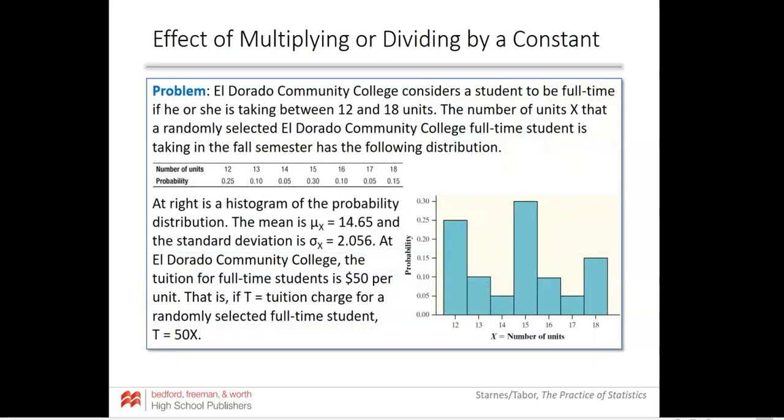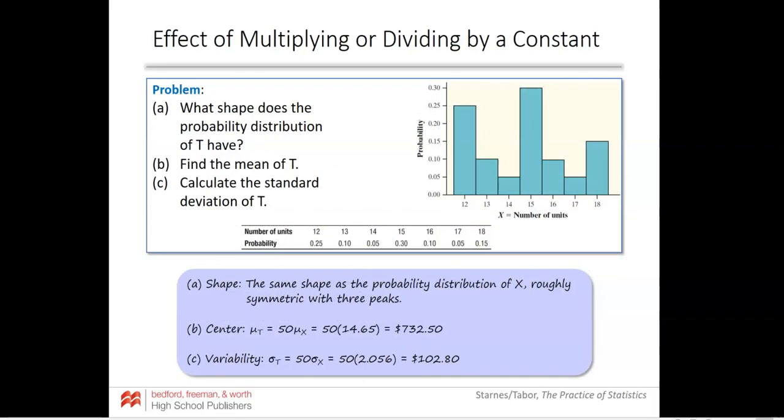So what shape does the probability distribution have? It's going to have the same shape, right? Trimodal. It has 3 peaks, I guess we say, the same shape as the probability distribution of X. It's not going to change.